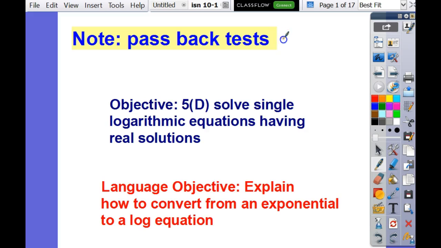Okay, so we did this. We passed back your test, and you made wonderful grades, most of you, and you know about the retest.